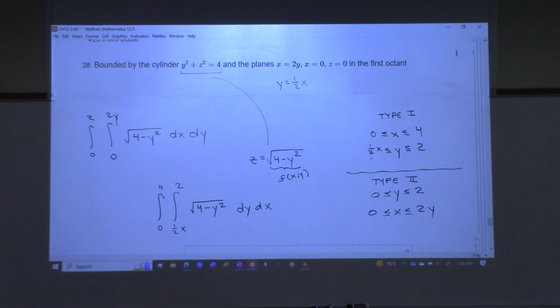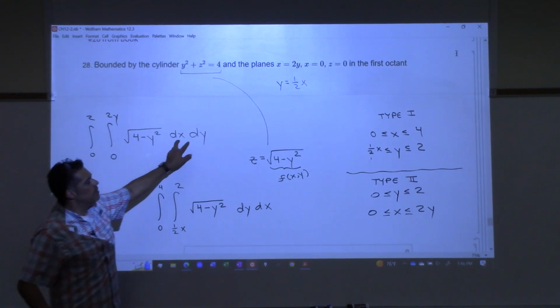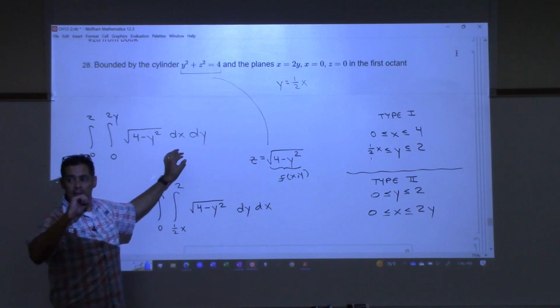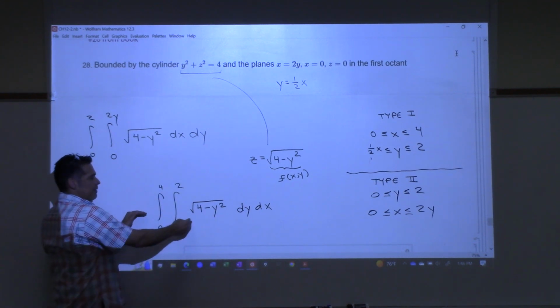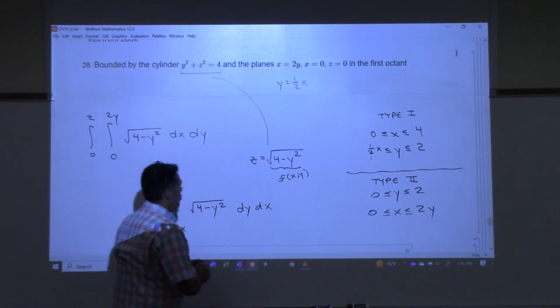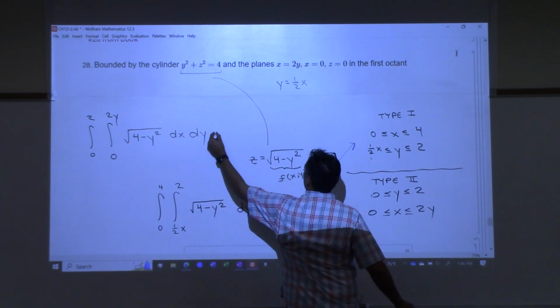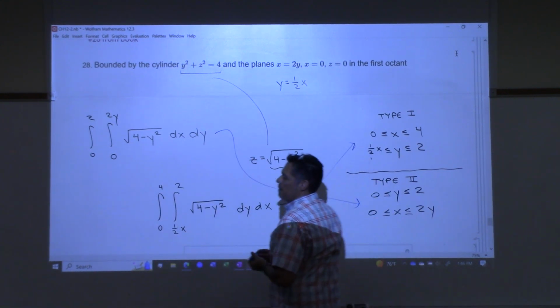Yes? Why is it still... These are switched? Looking at the wrong one? Okay, yeah, this is the first, this is type 1. This is the one we did type 1, right? And this is the one that we did type 2. Got it?